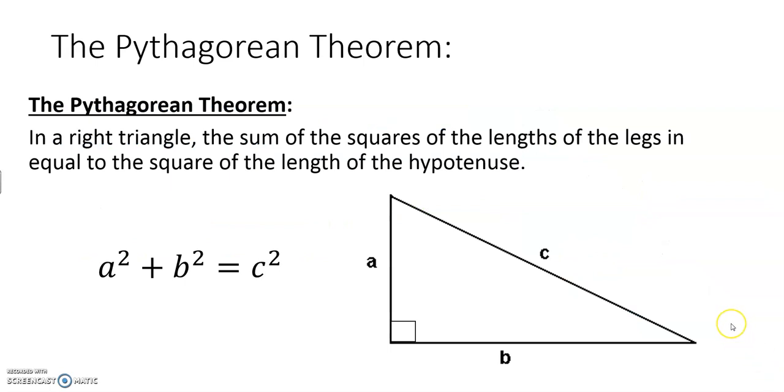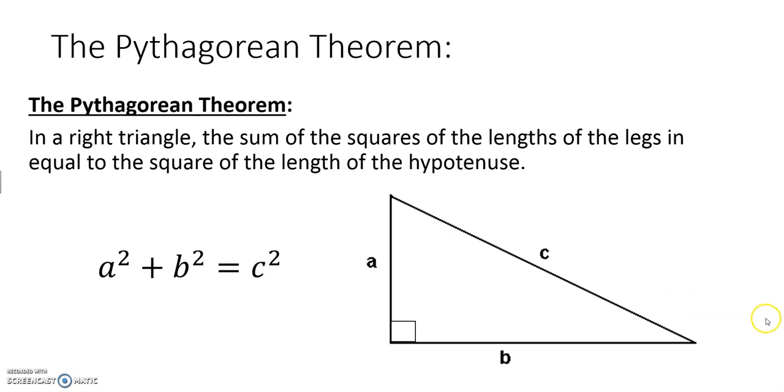To sum up what the Pythagorean Theorem states, in a right triangle, the sum of the squares of the lengths of the legs is equal to the square of the length of the hypotenuse. So we have the classic a squared plus b squared equals c squared.